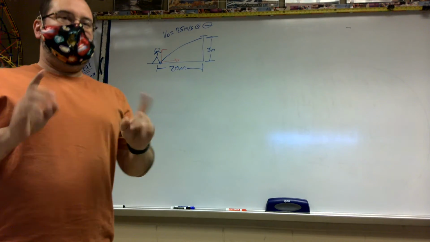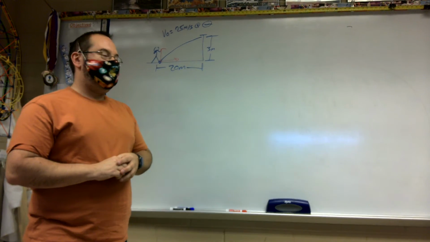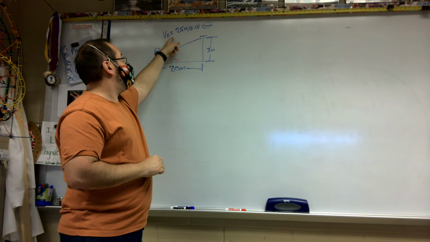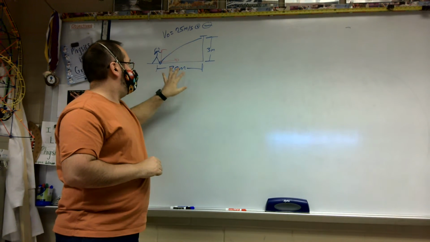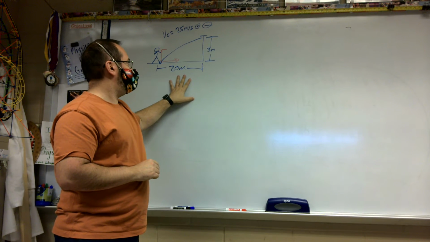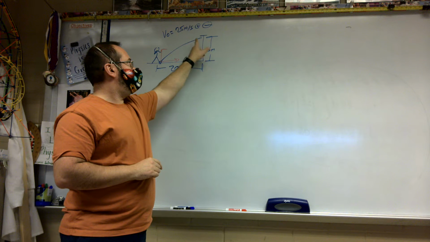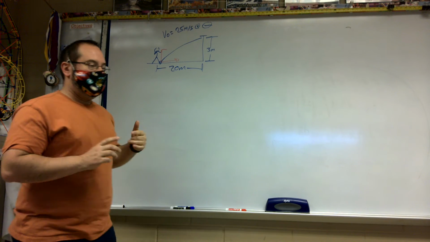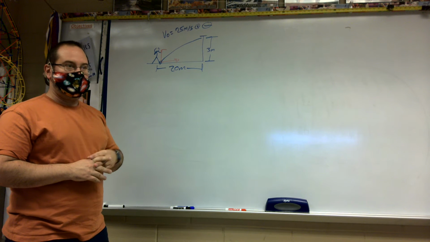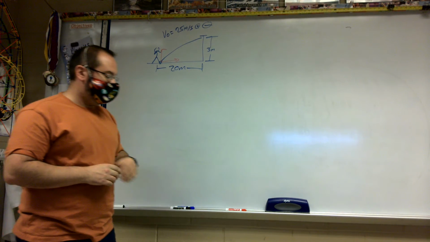Okay, so for our next problem, we are going to take a look at solving for theta. If we know v initial is 25 meters per second, the distance the person is away from the soccer goal is 20 meters, and the height of the ball going through is 3 meters, what angles would the person have to kick at to cause the ball to go up and through the goal?